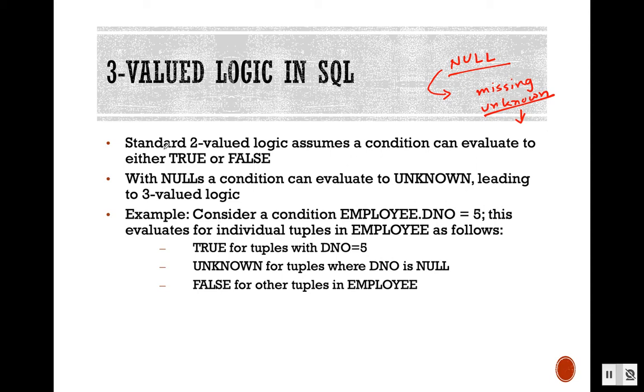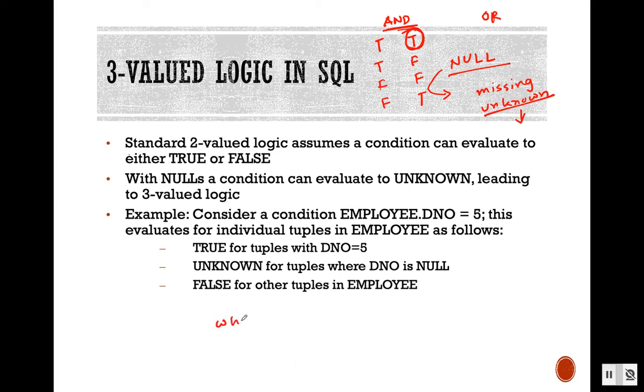So far we are familiar with standard two valued logic. With AND, OR and comparison operators, we are familiar with two valued logic: true and true, true and false, false and false, or false and true. Now what if some attribute value is null? If some logic value is null, what happens then?